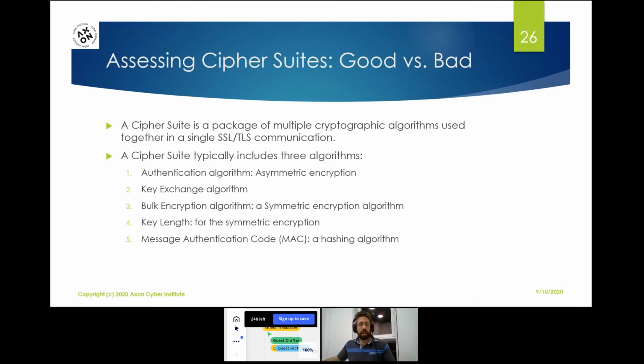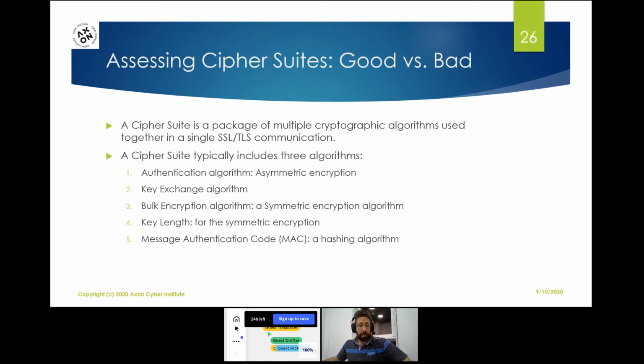It also contains a key exchange algorithm, and a typical algorithm for key exchange is Diffie-Hellman, and there are different types of Diffie-Hellman, like Diffie-Hellman with elliptic curves, Diffie-Hellman that is ephemeral, anonymous Diffie-Hellman, and so on.